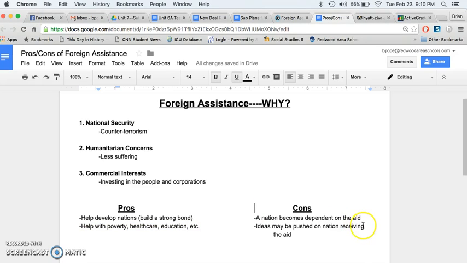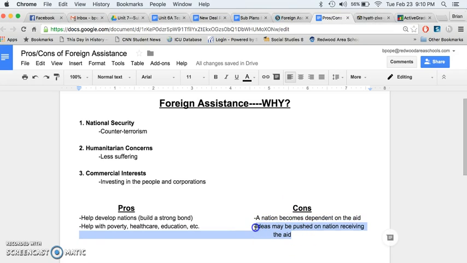Cons, well, if you as a nation year after year get hundreds of millions of dollars, you kind of become dependent on it, and you're like, you know what, we really don't need to worry about fixing our problems because there are countries that are going to give us money year after year. We kind of enable those countries.